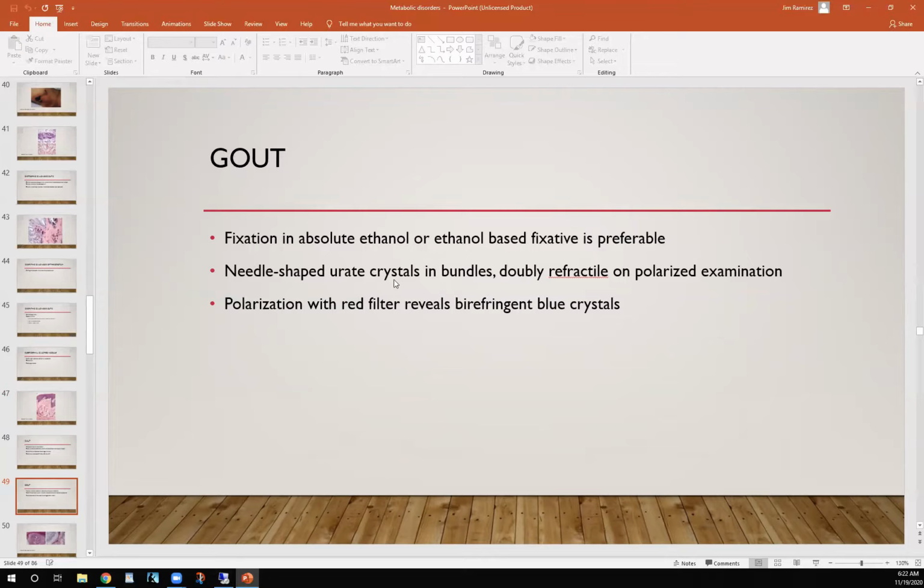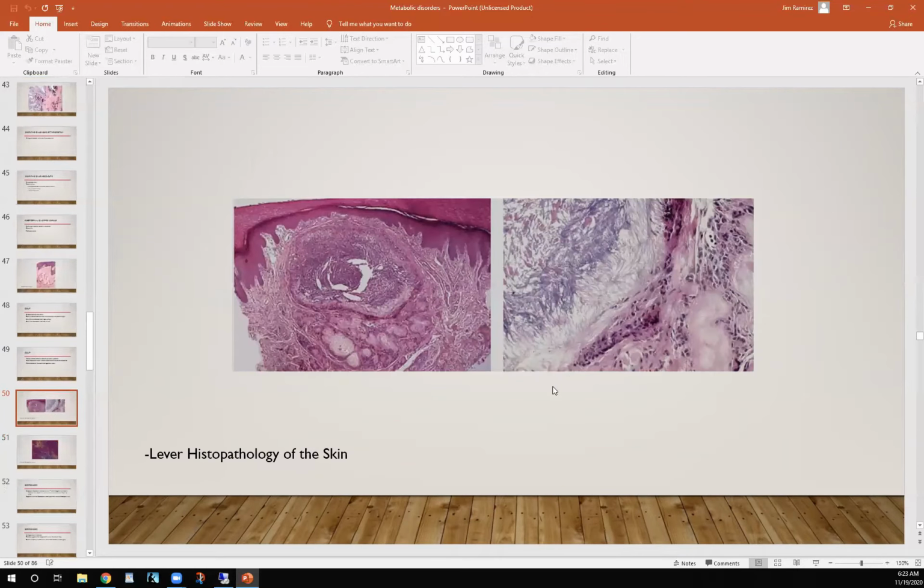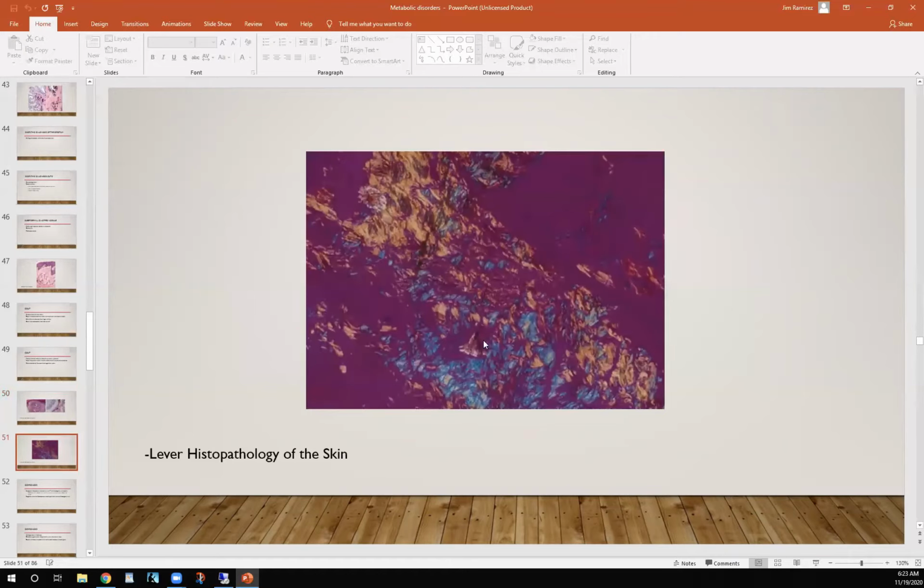We'll talk about these needle-shaped urate crystals in bundles, doubly refractile. And then you can get polarization with a red filter to get these blue crystals. So here are images right here, and I don't know if this one was actually fixed in alcohol, but I tell you, I've seen examples of gout that were not fixed in alcohol and still had these needle-shaped structures. Really nice structures with the surrounding foreign body giant cell reaction. Again, a very characteristic look, so an easy one to show you on your exams. And here's that blue birefringence.